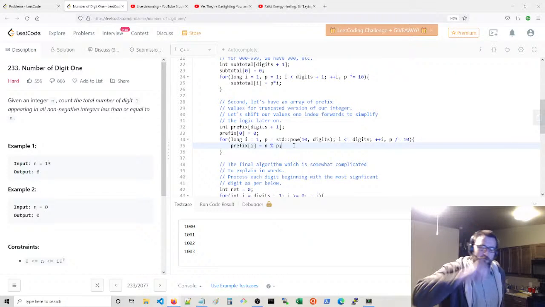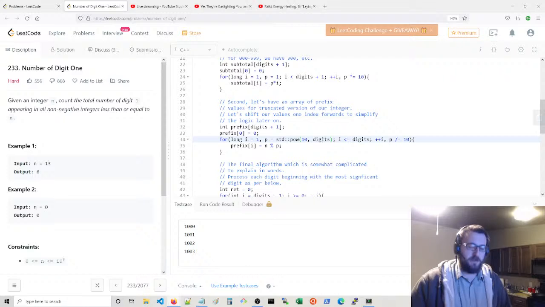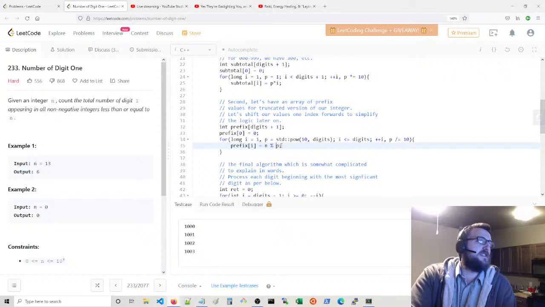And now one thing also here is if you have a billion, the number of digits is 10. So you would take that modulo, so billion modulo 10 billion is what you need to calculate, right? And that would be a billion. That is correct. And that would be the initial.